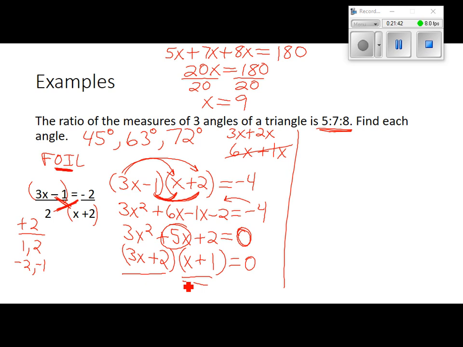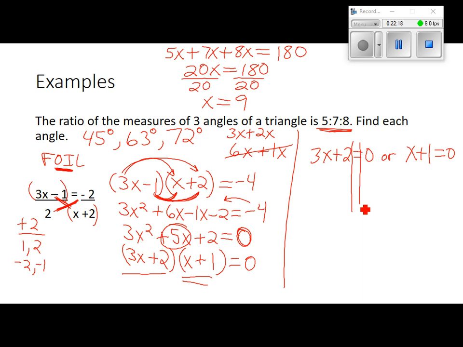So all you do is you take the first set of parentheses, 3x plus 2, and set it equal to 0, or the second set of parentheses, x plus 1, and set it equal to 0. Remember all this. Those two equations, hard to solve? Not really. Pretty easy. These are the basic ones you did at the start of algebra last year.